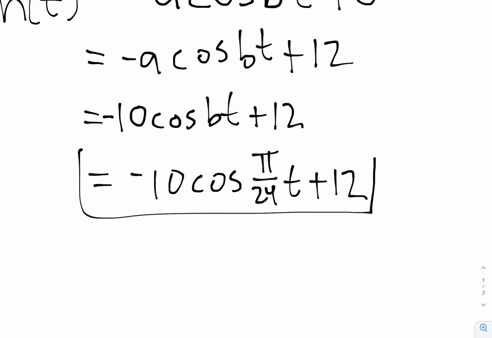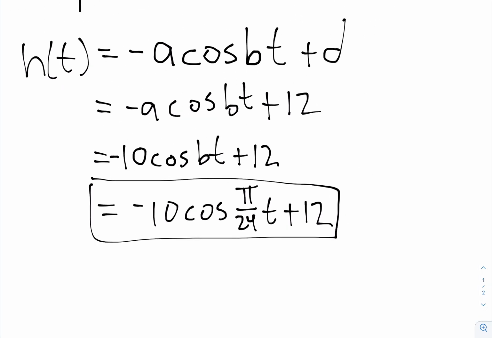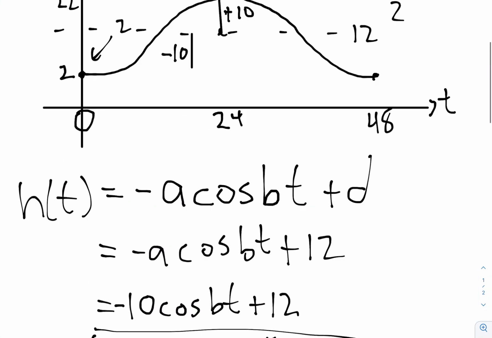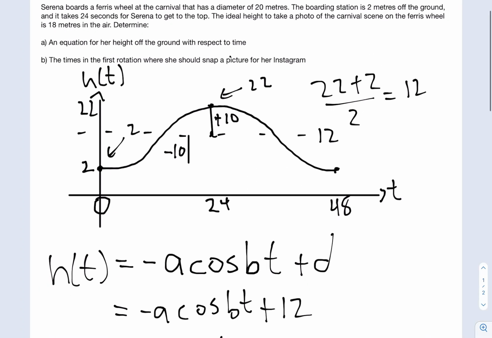So for any time in seconds t, we can plug this in for t, solve it with our calculator or by hand, and it's going to spit out the height that Serena is at on the Ferris wheel off the ground at that time. Okay, so we just did part A. I'll label this part A here.